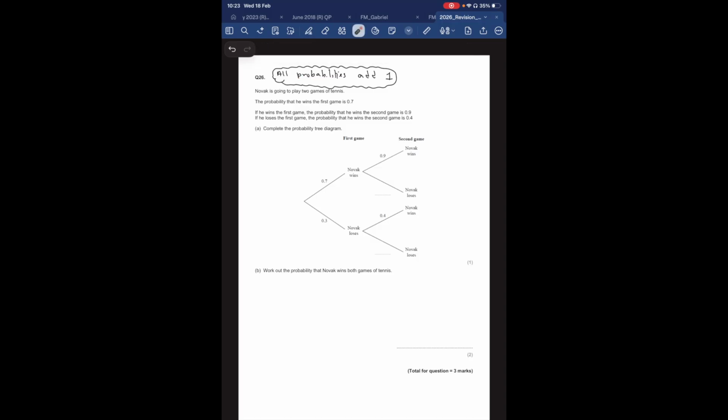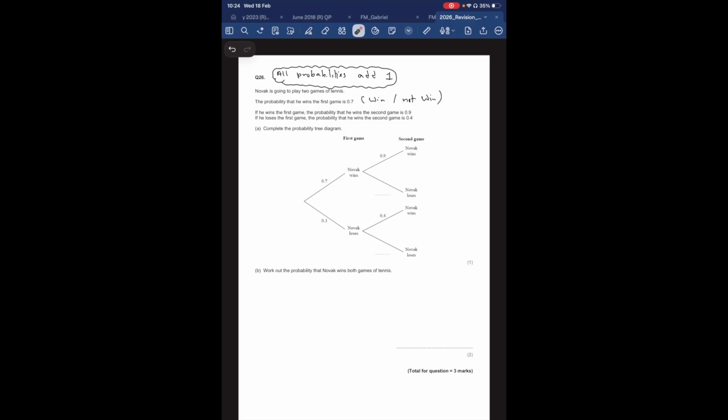So if we start by analyzing the lines one by one, we're told that Nowak is going to play 2 games of tennis. So because he's playing 2 games, we know that there are going to be 2 events. Now, the probability that he wins the first game is 0.7. Now, there are 2 outcomes for each game. Either he's going to win or he's not going to win. So we have 2 events, and each event is going to have 2 possible outcomes, win or not win.